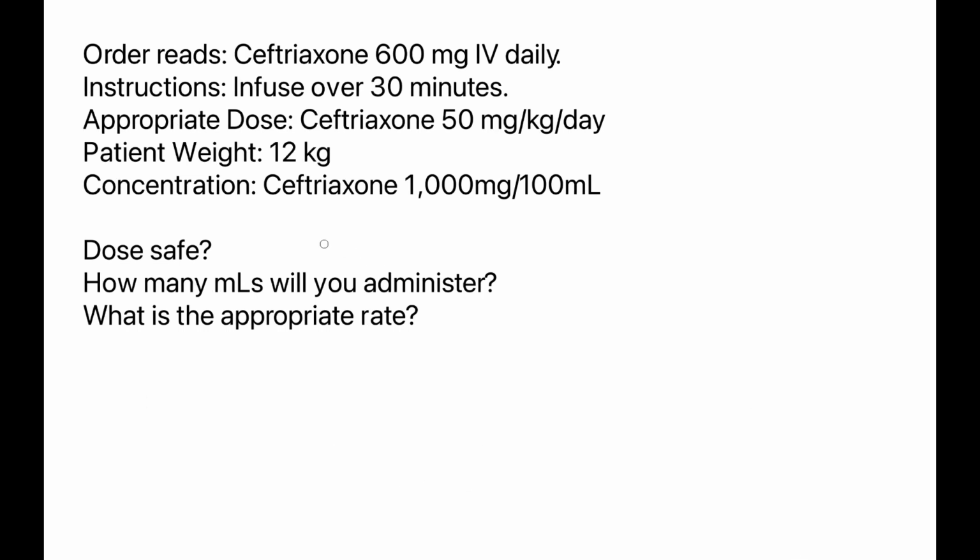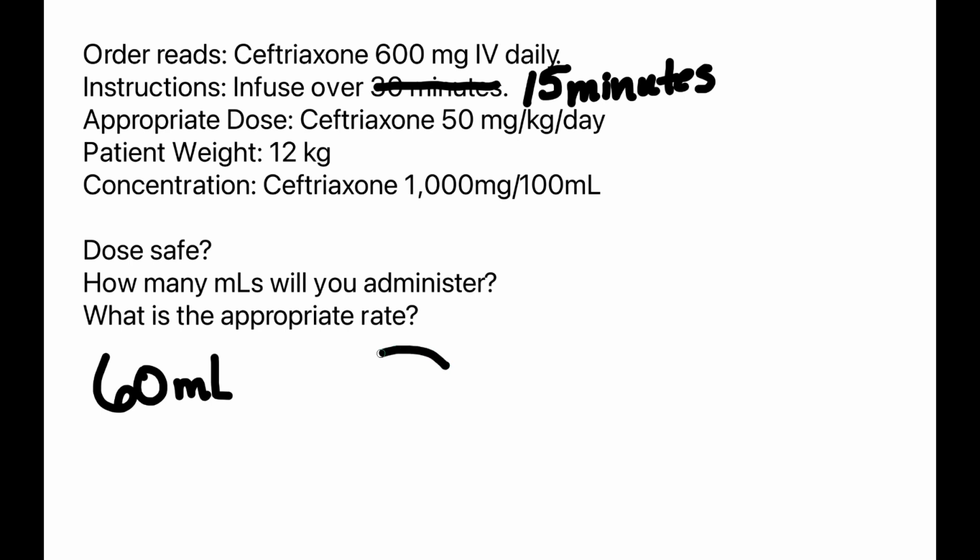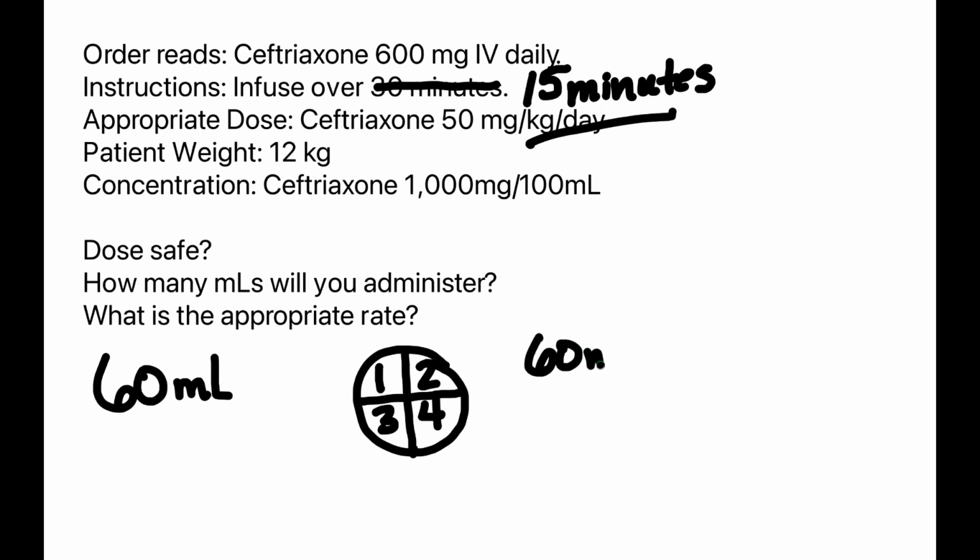Let me do that one more time, but let's say we wanted to infuse it over 15 minutes. We would take our same 60 mLs that we want to give. Going back to your clock, how many 15-minute segments are there in an hour? There's 1, 2, 3, 4. So to figure out the hourly rate for a medication over 15 minutes, we would take our 60 mLs times those 4, and we would be setting the pump at 240 mLs per hour.